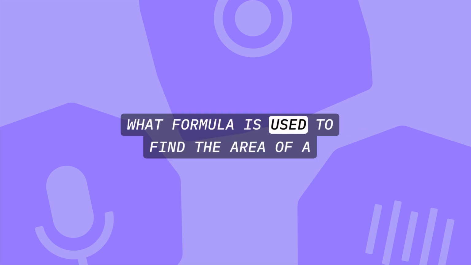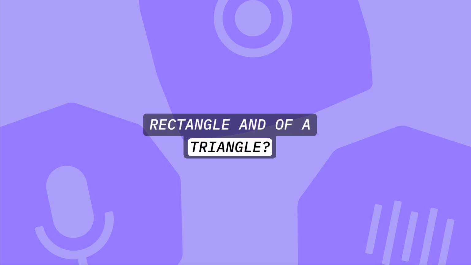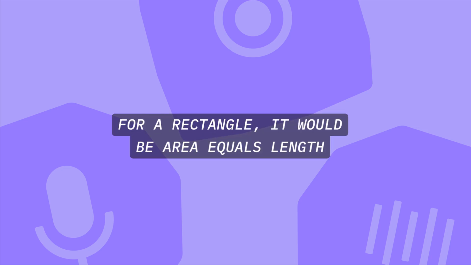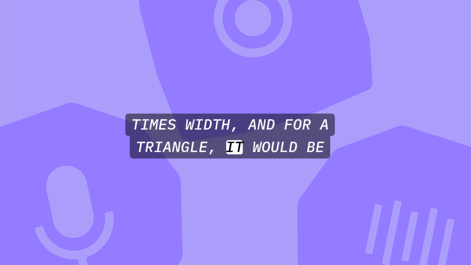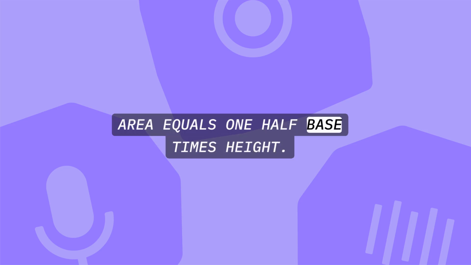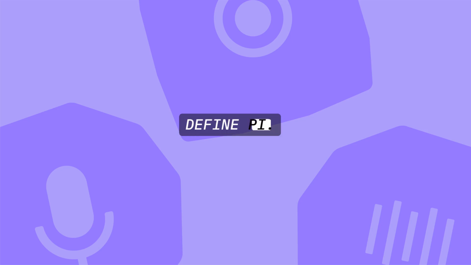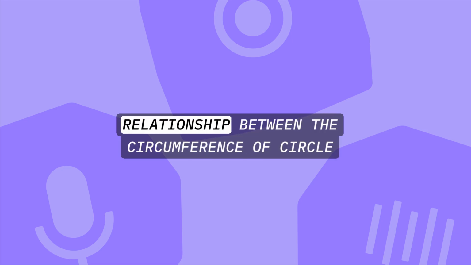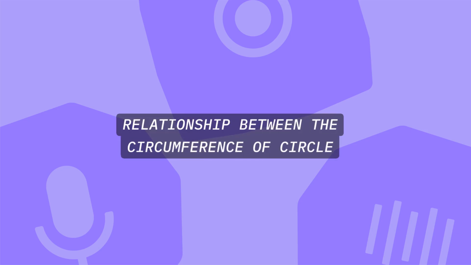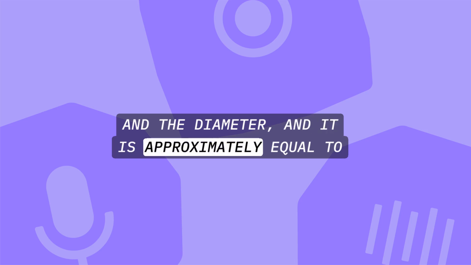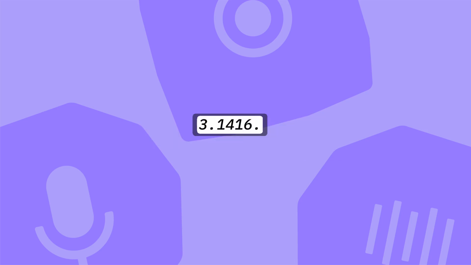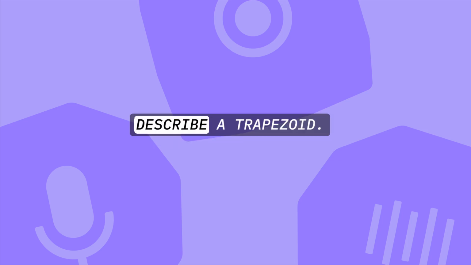What formula is used to find the area of a rectangle and of a triangle? For a rectangle, it would be area equals length times width. And for a triangle, it would be area equals 1/2 base times height. Define pi. Pi is a constant that expresses the relationship between the circumference of a circle and the diameter, and it is approximately equal to 3.1416. Describe a trapezoid.